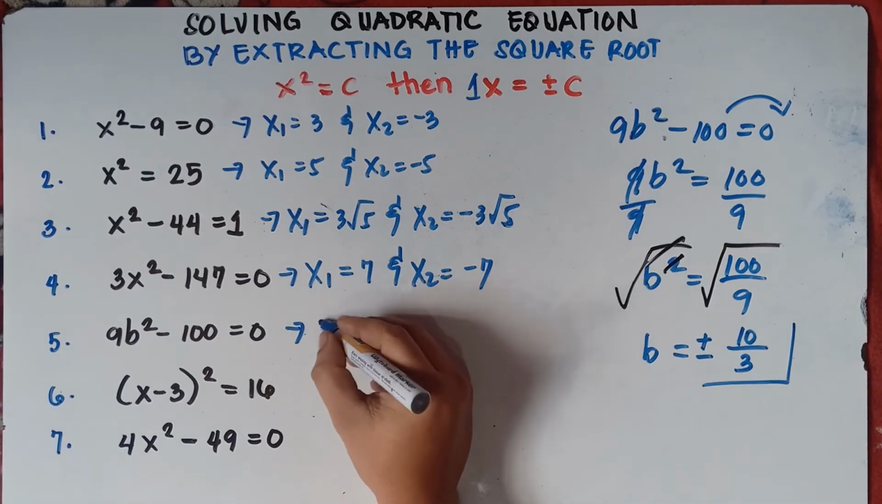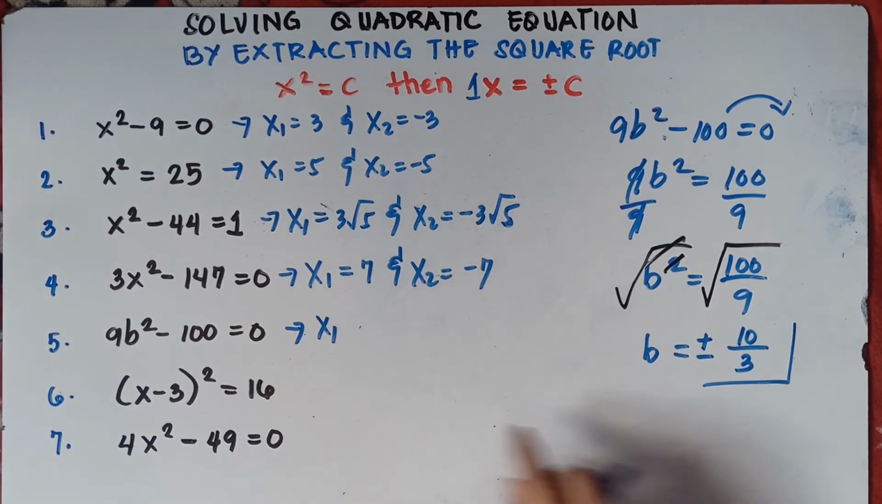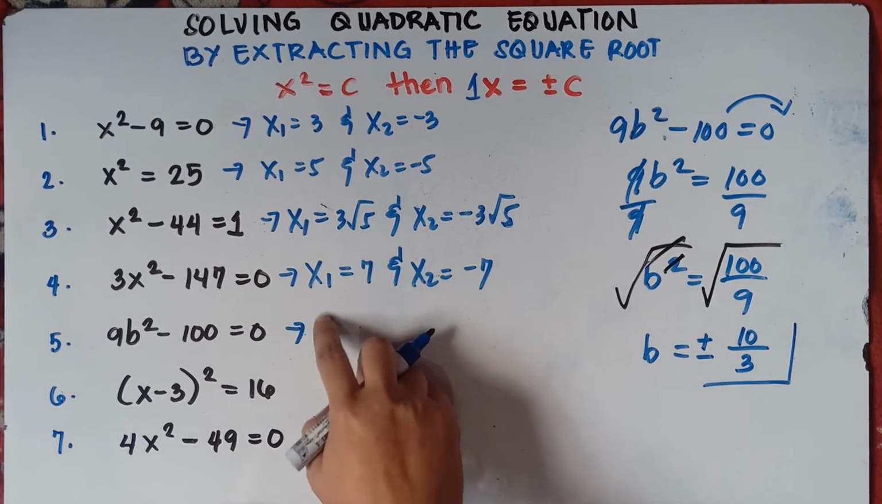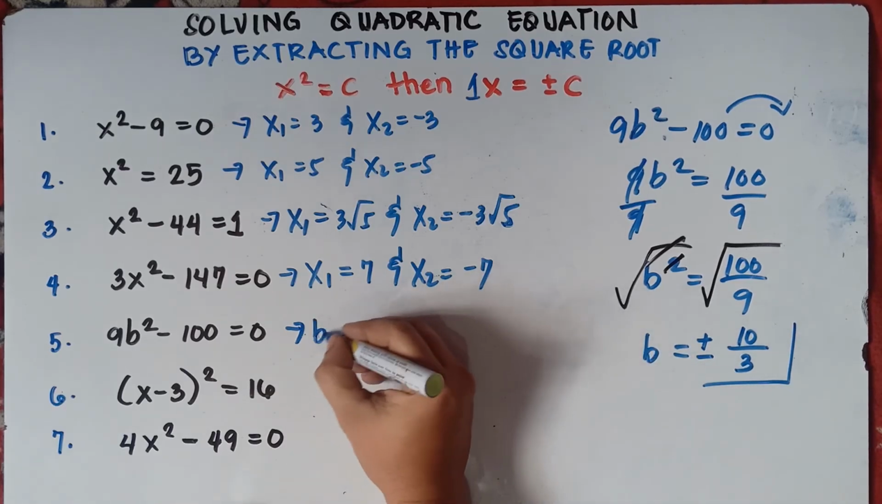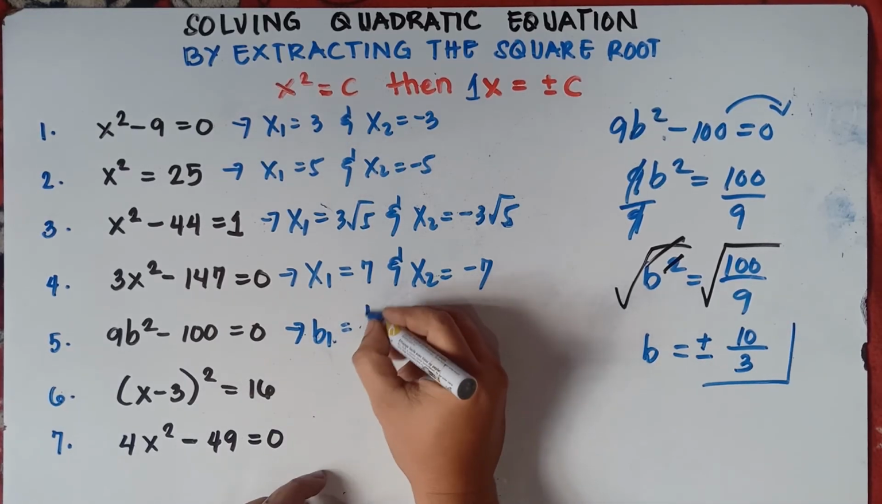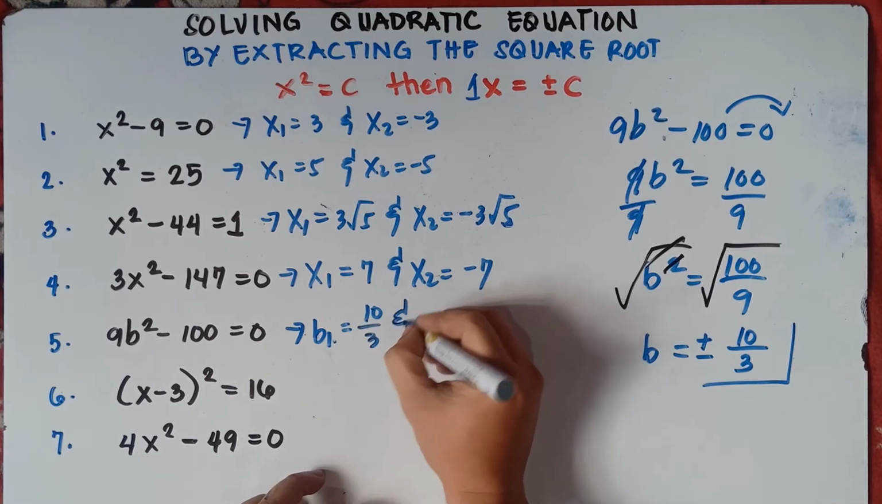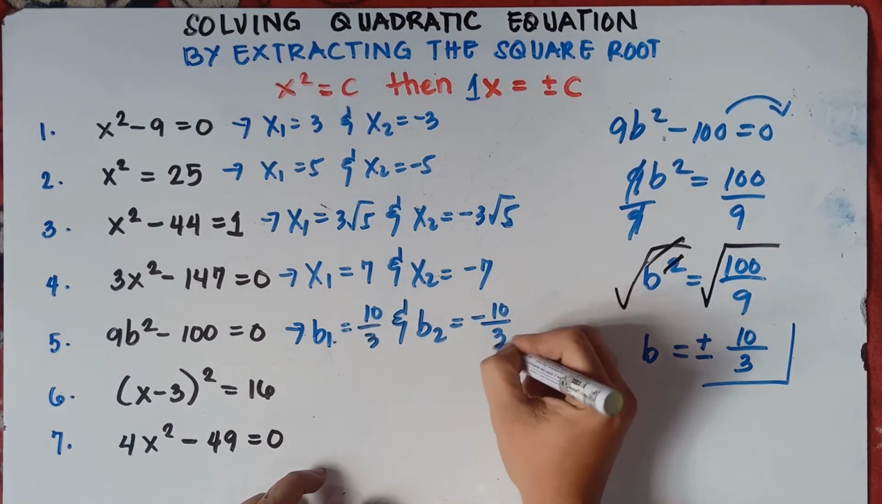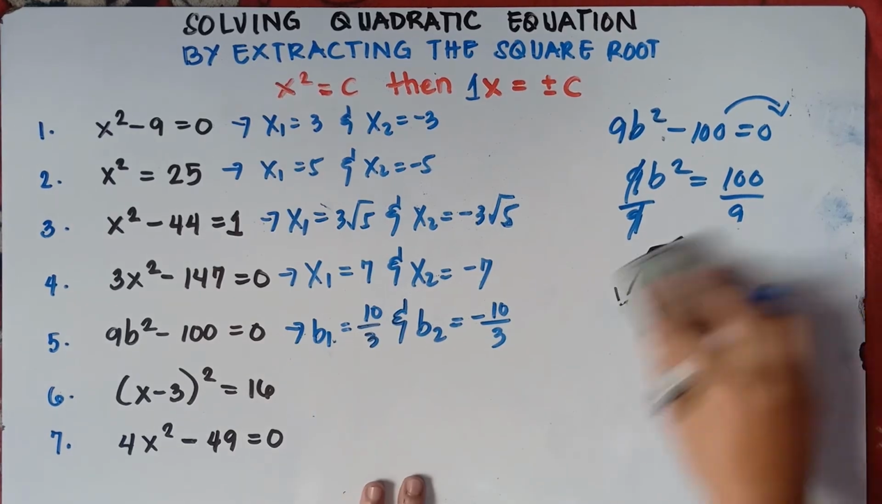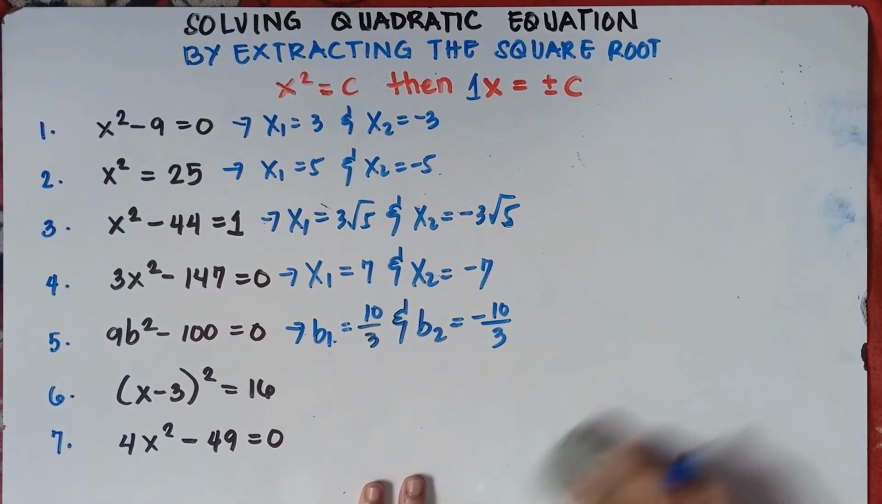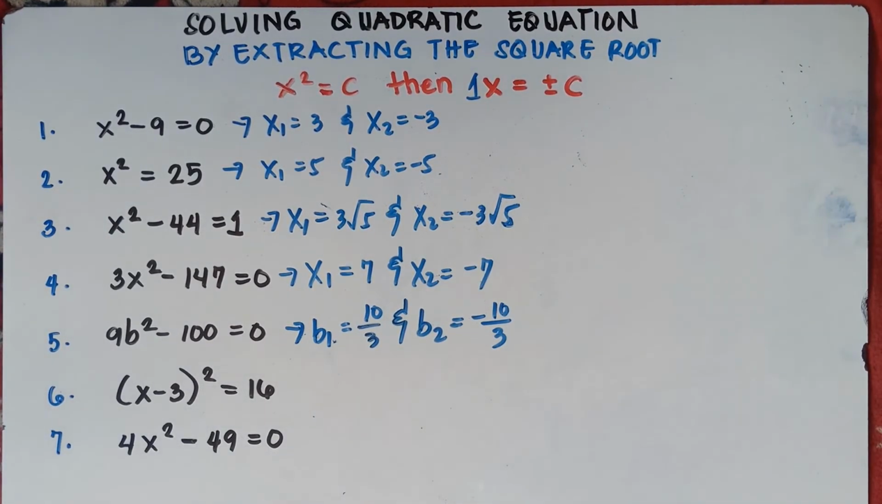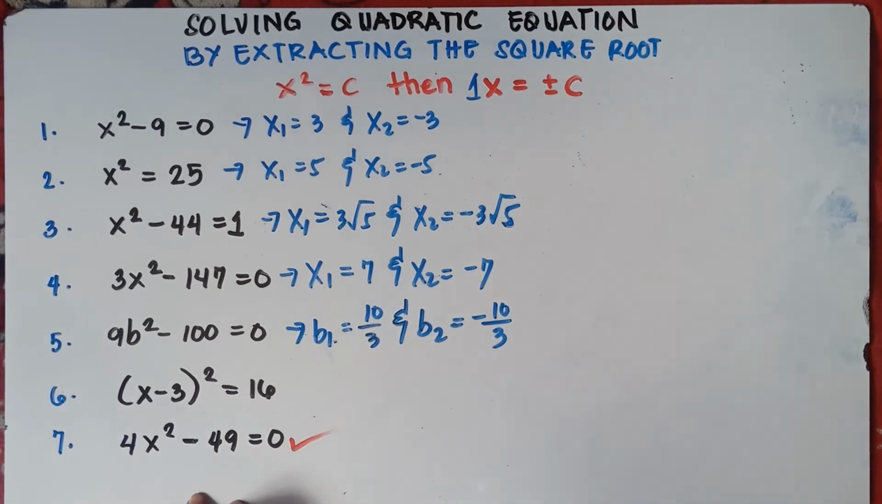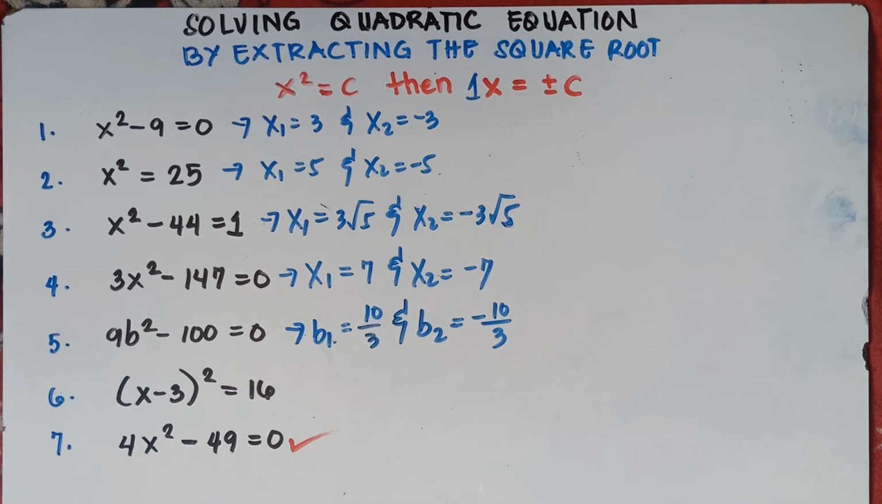So this will be b sub 1. Alright, since we have b, b sub 1 is positive 10 over 3. And our b sub 2 would be negative 10 over 3. Alright, so easy for extracting the square root, right? So let's try number 6. And you try this one, class, number 7. You try to answer number 7 and you put your answer in the comment section down below.